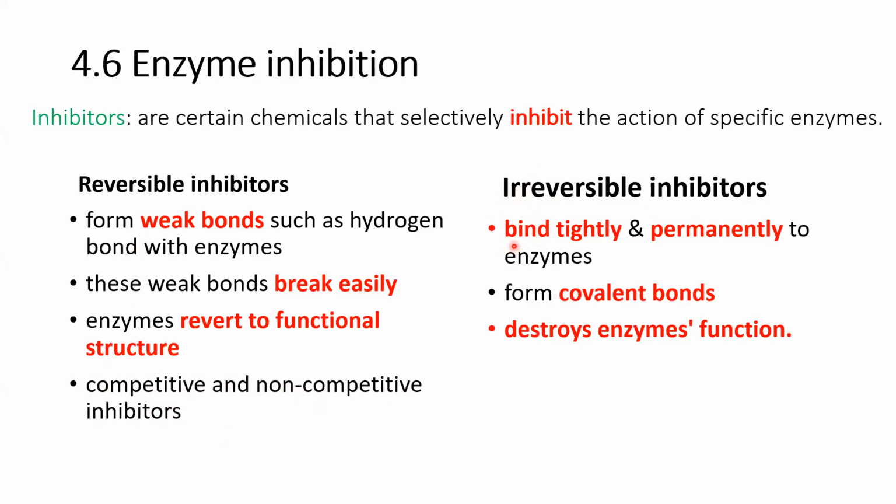They will bind tightly and permanently to the enzyme because the bond is tight. This is due to the formation of covalent bonds. As you know, covalent bonds are a type of strong bond. When covalent bonds are formed between the inhibitor and the enzyme, the interaction will be permanent. It means that if an irreversible inhibitor binds to the enzyme, it will permanently destroy the enzyme function.